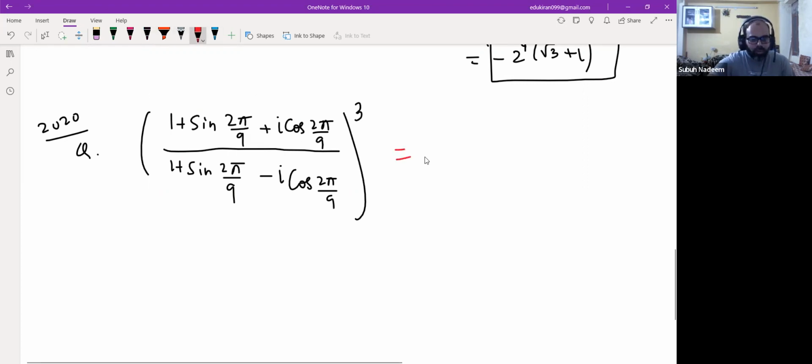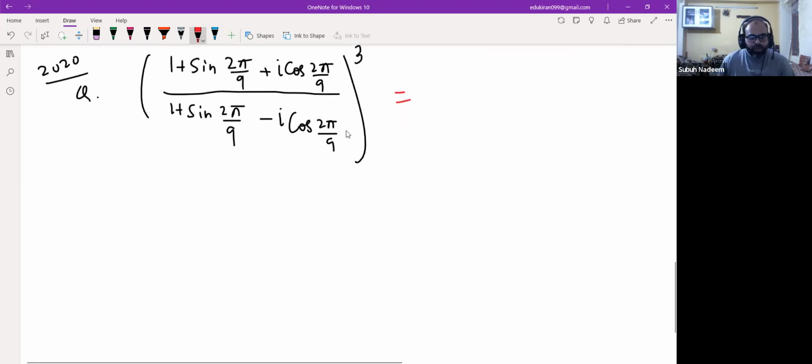So in order to apply De Moivre's theorem, right now it cannot be applied because it is not in the form of r cos theta plus I sin theta in the numerator as well as in the denominator. So before that, we have to do some calculations. So what we will do, we write 1 plus sine 2 pi by 9, let us take iota common in the numerator as well as in the denominator.